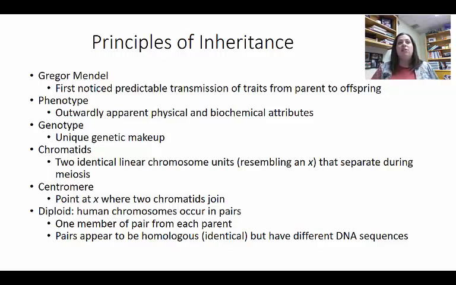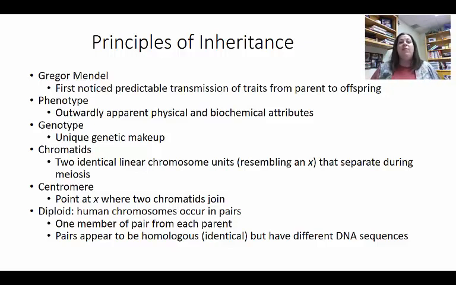These genes are found on the chromatids. Chromatids are two identical linear chromosome units. A lot of times when we look at them inside cells, they form an X, and they separate during meiosis. They separate in order to create egg and sperm. The centromere is the center part of that X, and again, that is going to break apart in meiosis so that each chromosome can go to a side of the cell.